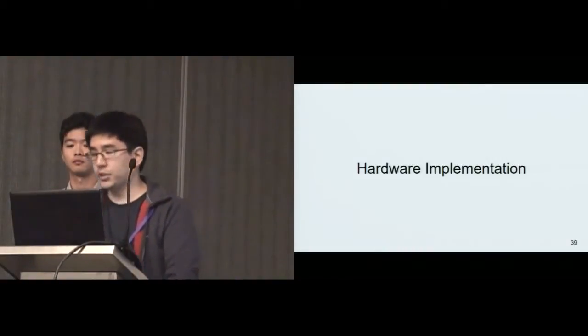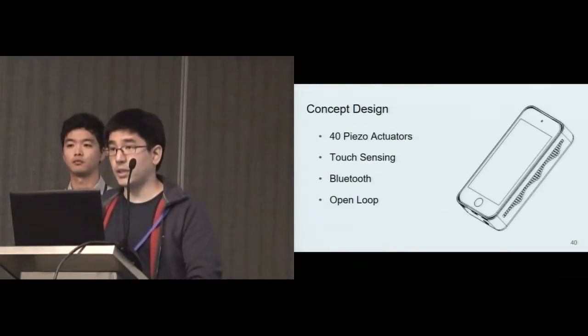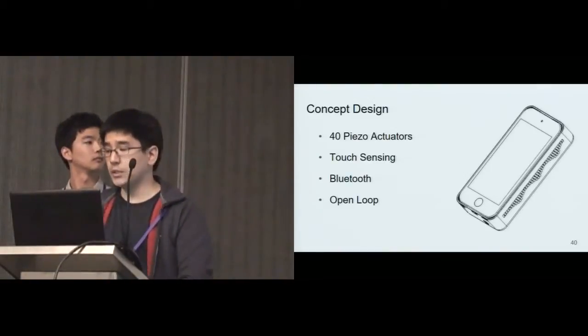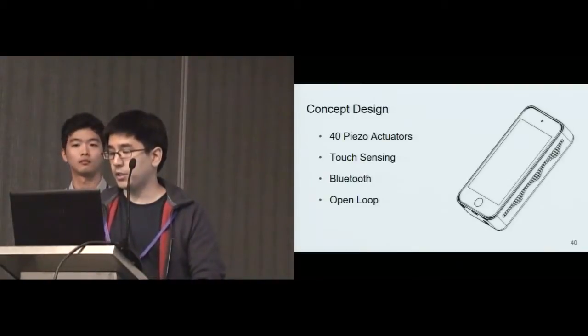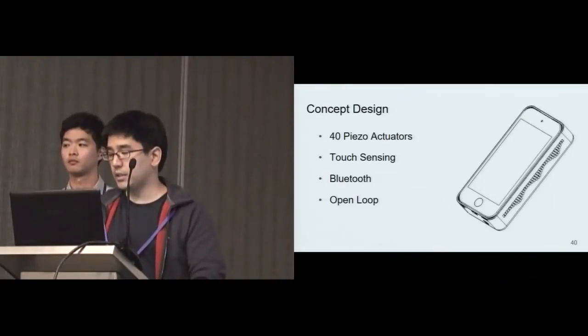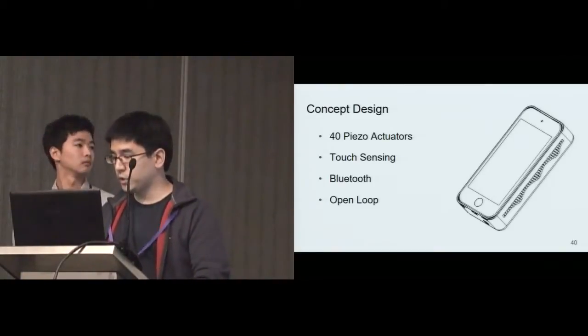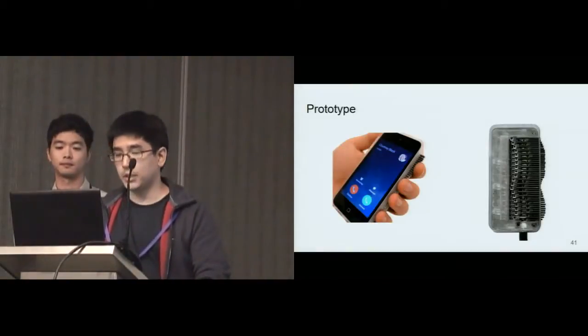With this actuator selection, now we would like to introduce how we built the hardware. To give you the overview of the 4 essential elements, because of the constraints given by the size of actuators, we were able to use at maximum 40 piezo actuators. The device has touch sensing and communicates with a smartphone through Bluetooth. We use open loop control, which allows quick implementation without the use of sensors.